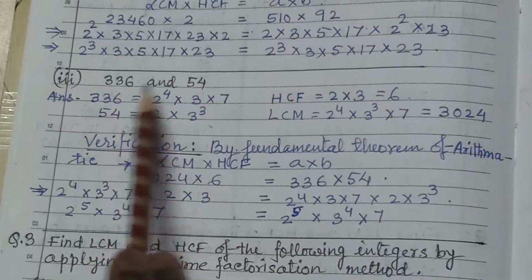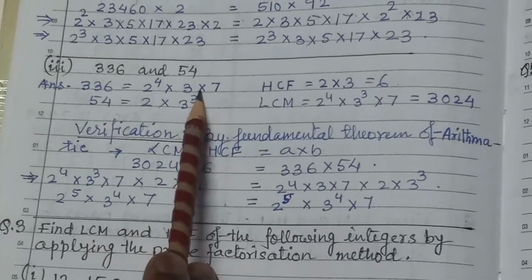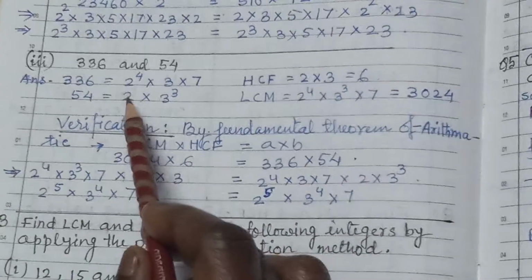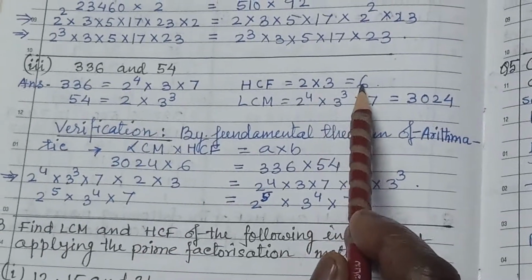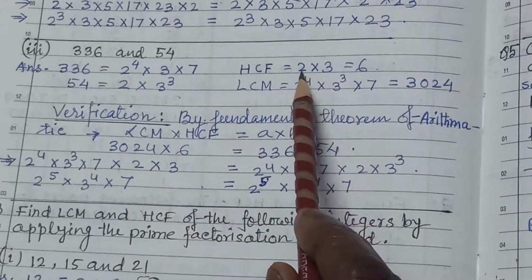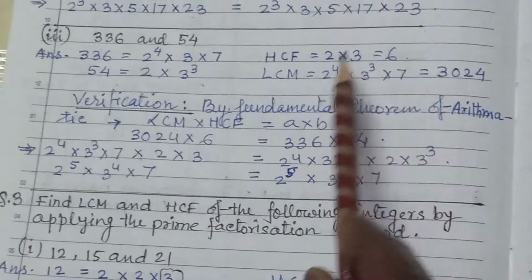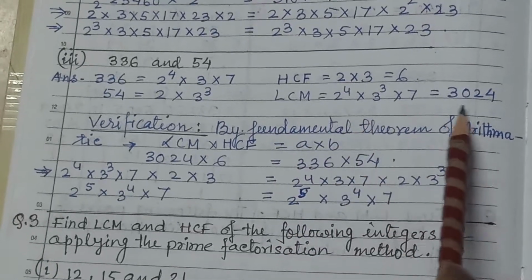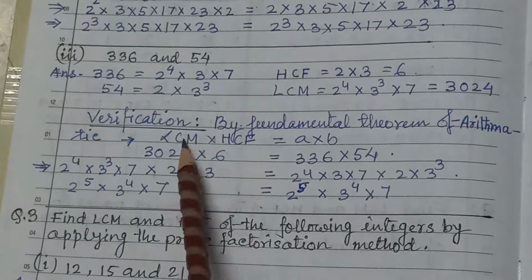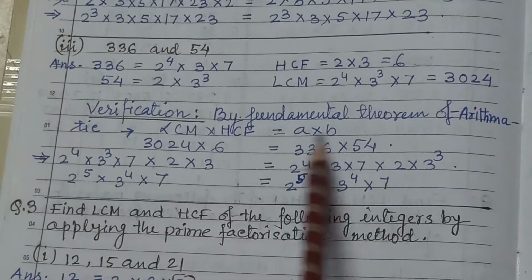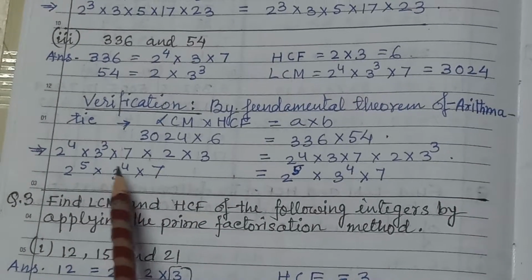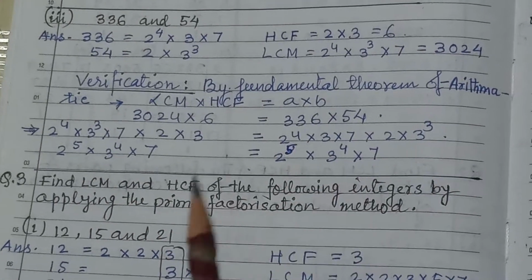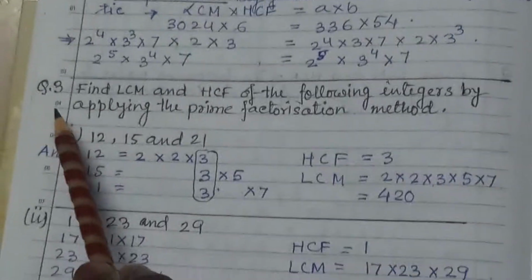Next is the same. These two numbers, factorize this and this. HCF is 2 into 3. The least power of the common factors we have to take. So 2 into 3 is equal to 6, and the LCM is equal to 3024. Now verification, again the same method, by the fundamental theorem of arithmetic, this is equal to this, left hand side equals right hand side, verified.